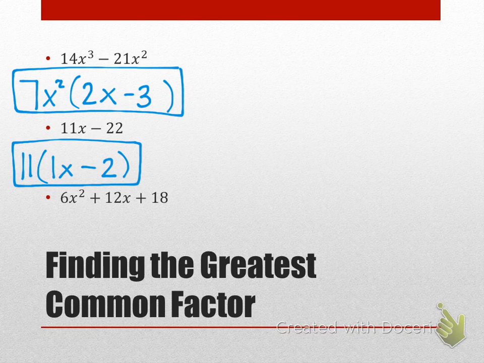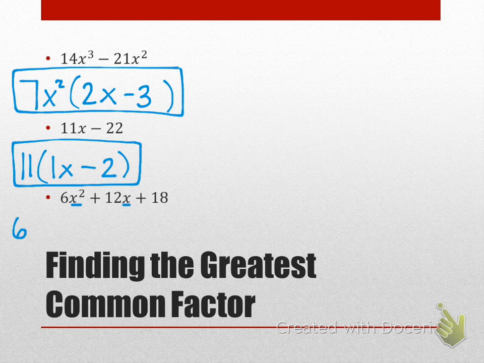Now on this third problem, I've got 3 terms. But that still doesn't matter. I can still take out a greatest common factor. So I look at all 3 of these numbers, 6, 12, and 18. Now my greatest common factor has to be something that can go into all 3 of them. So I look, what's the biggest number that can go into all 3 of them? 6. Very good. So I pull the 6 on the outside. Now let's look at variables.